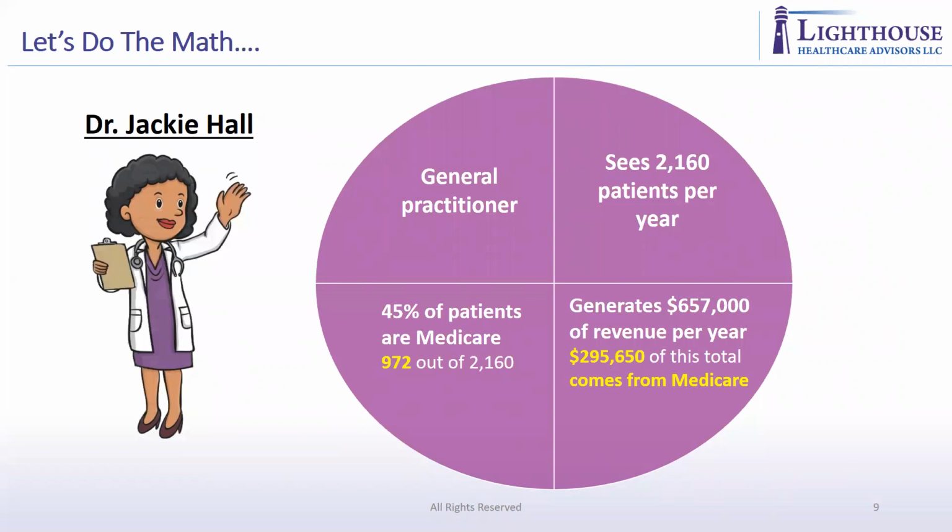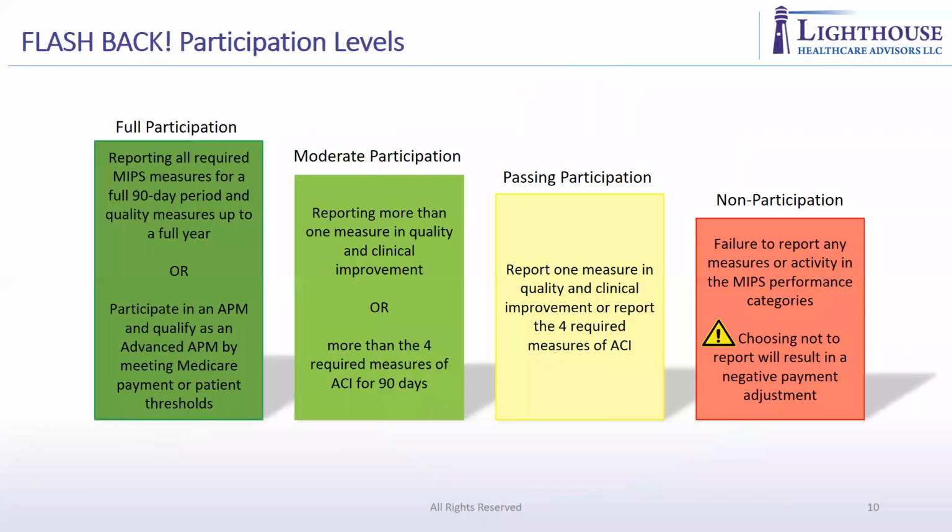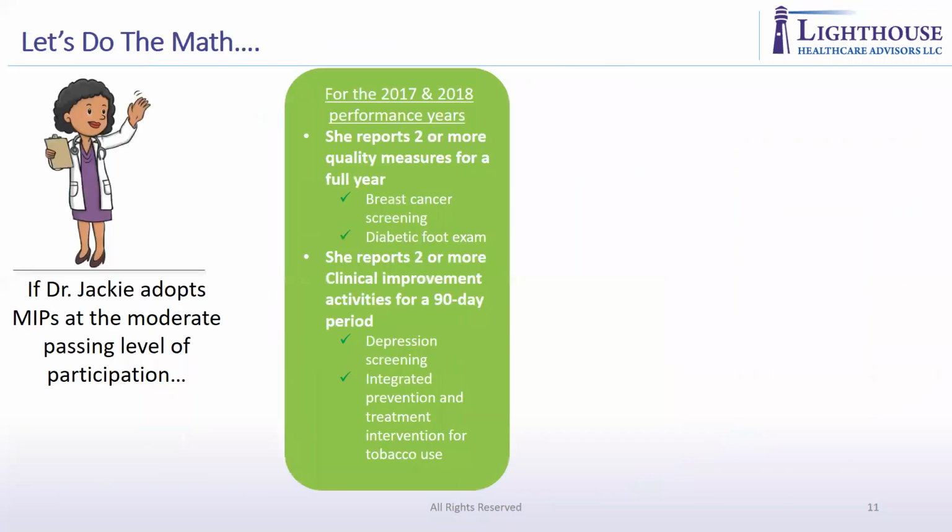And she generates just a little over $650,000 a year, which results in about $300,000 of this total revenue coming directly from Medicare. So the first thing she's going to do is decide which level of participation she's going to engage in. As we remember from the first part, we've got full, moderate, passing, and non-participation options. In this case, Dr. Jackie is going to adopt a moderate level of participation. So for the 2017 and 2018 performance years, she reports 2 quality measures for the full year, and she also reports 2 clinical improvement activities for a 90-day period.